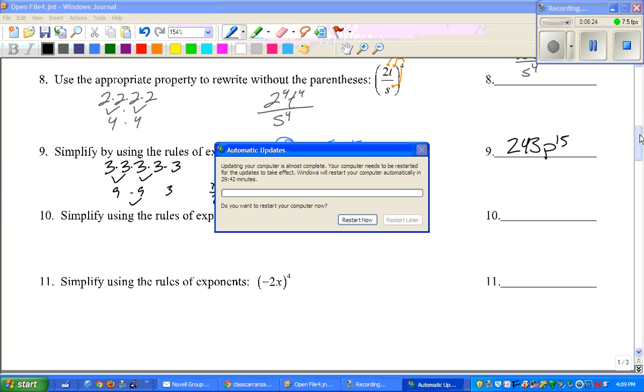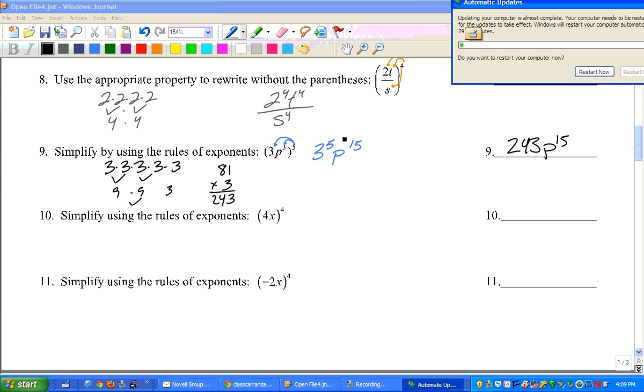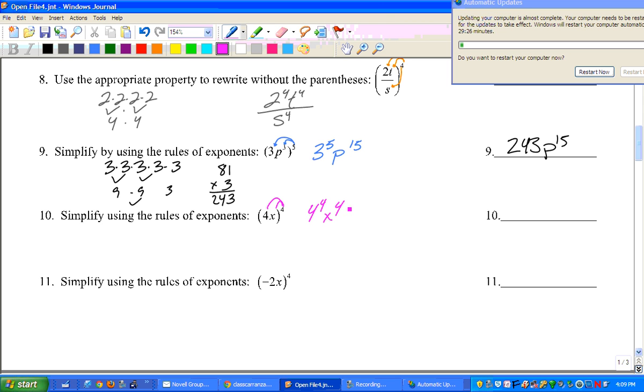All right, just 2 more and we're done with this page. Okay, so same thing. We have to distribute the 4. So we get 4 to the 4th, x to the 4th. So what is 4 times 4 times 4 times 4? You're really saying 16 times 16? That's another one of those perfect squares. Multiplication charts, guys. They will come in handy. 256 x to the 4th power.